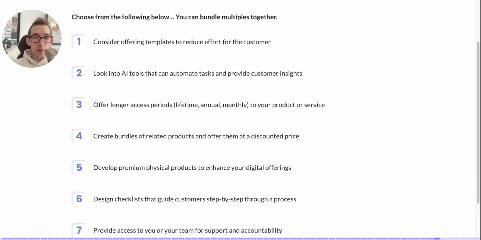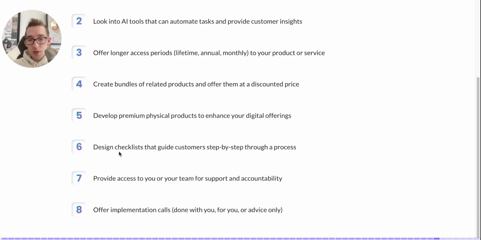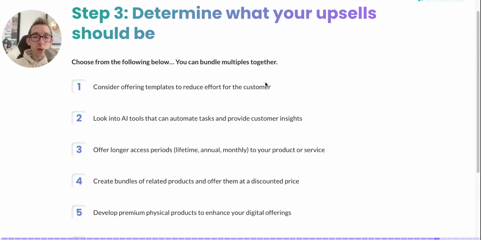Step 3, determine what your upsell should be. So choose from the following, right? Templates, AI tools, longer access periods, bundles, premium physical products, chat lists, access to your team, implementation calls. Choose which one of these, and you can choose multiples if you want.